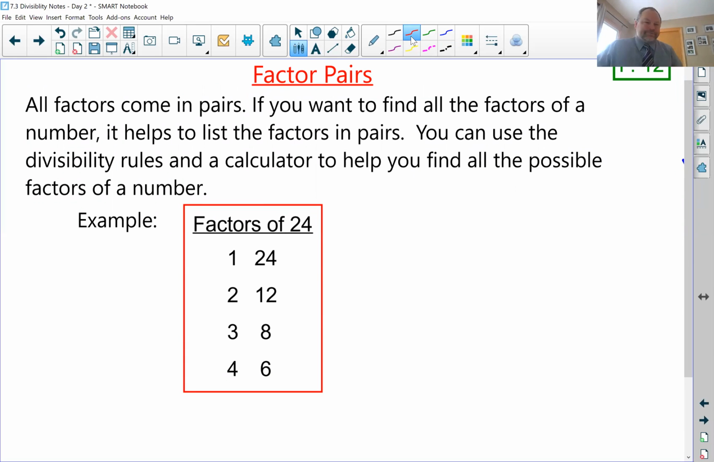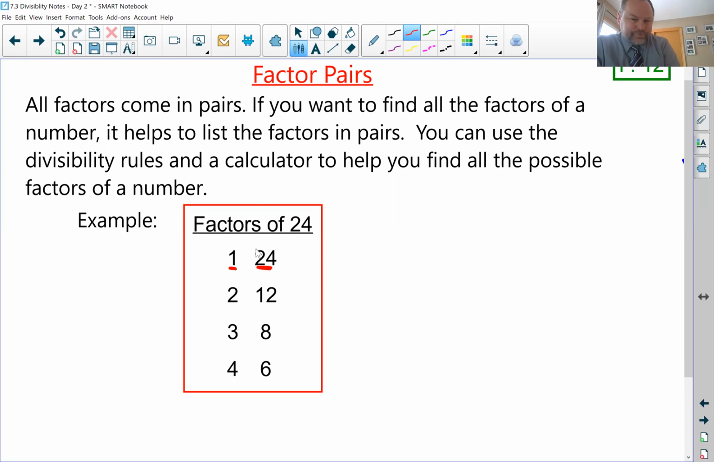Factor pairs. All factors come in pairs. If you want to find all the factors of a number, it helps to list the factors in pairs. You can use divisibility rules and a calculator to find all possible factors of a number. For instance, all the numbers that divide evenly into 24. Well, 1 and 24 work. And that's where I always start. I always start with 1 and the number.